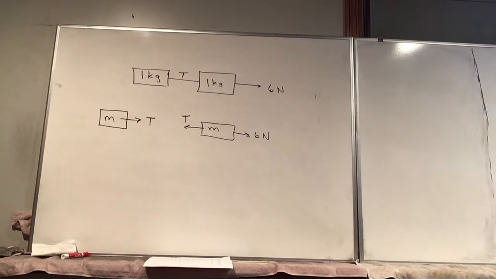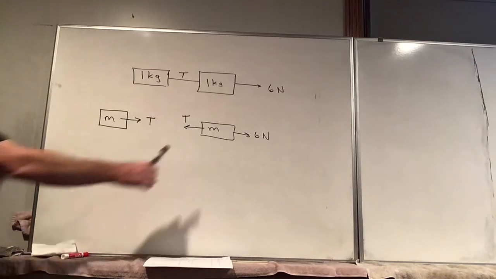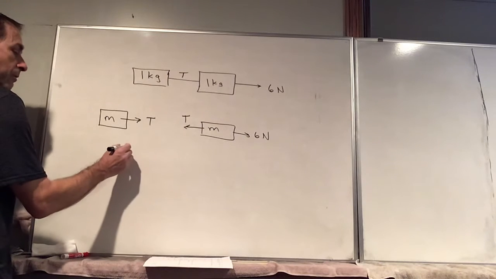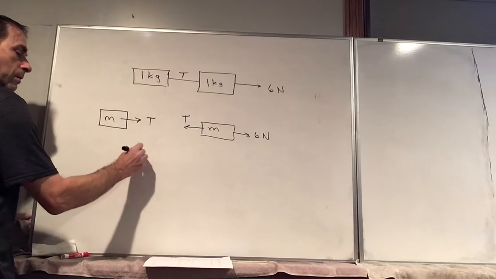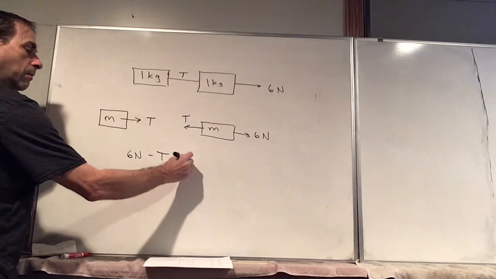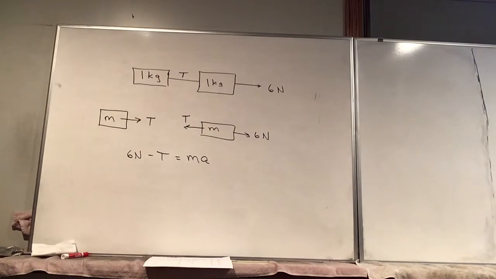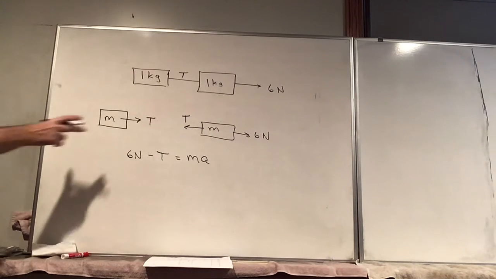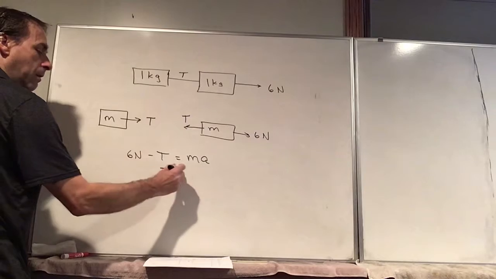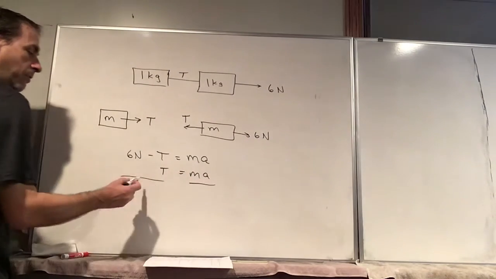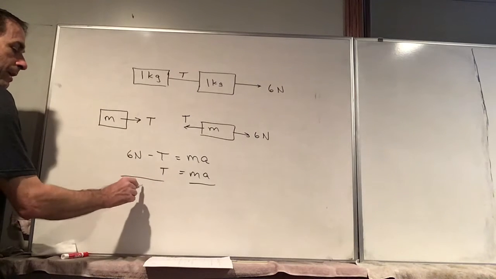But now we can apply Newton's second law to both of these objects. Let's start with this one. So to the right, which is the direction it's going to accelerate, the net force is 6 newtons minus T. So that would equal MA. And for this one, we just have T equals MA. And if we add these equations, the minus T and T cancel out.